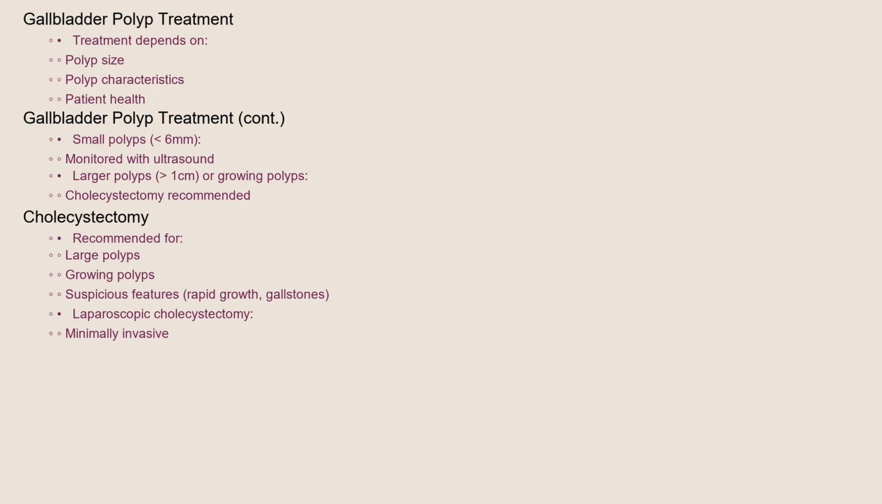The approach to treatment and management depends largely on the size and characteristics of the polyp, as well as the patient's overall health. Small polyps, typically less than 6 millimeters, are often monitored with regular ultrasound check-ups. Larger polyps, particularly those larger than 1 centimeter, or those that are growing, are usually recommended for surgical removal of the gallbladder, a procedure called cholecystectomy. Cholecystectomy is also typically recommended for any polyp that shows suspicious features on imaging, such as rapid growth or associated gallstones. Laparoscopic cholecystectomy, a minimally invasive surgical technique, is commonly used.